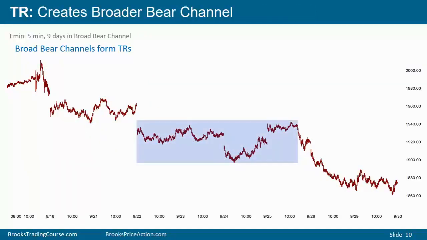All broad channels spend a lot of time in trading ranges. So at this point, the market is in a bear trend, a broad bear channel, but it's also in a trading range. And it's possibly in an early bull trend, a higher low major trend reversal and good reversal up. That's common for the market to be simultaneously in a trading range and an early bull trend and a continuation of the bear trend.